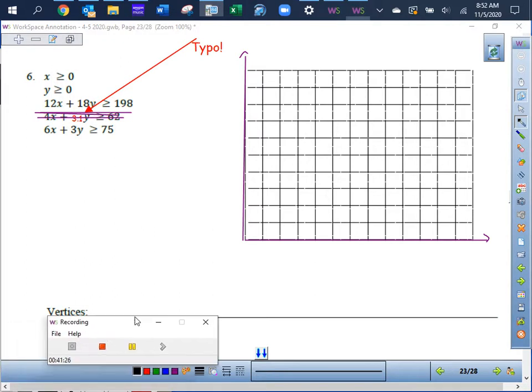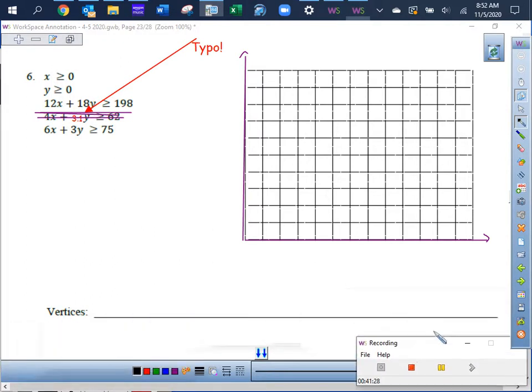First things first, I made a typo, and the easiest way to fix it, see the fourth line right here, cross the whole thing out right there. Instead of graphing these 5 lines, we're only going to graph the 4 lines, right? So we got the top 2, then the one with the 12, 18, 198, and then the 6, 375. Those are the only ones we're going to graph. Cool? So sorry for the typo. Okay, how do we start?